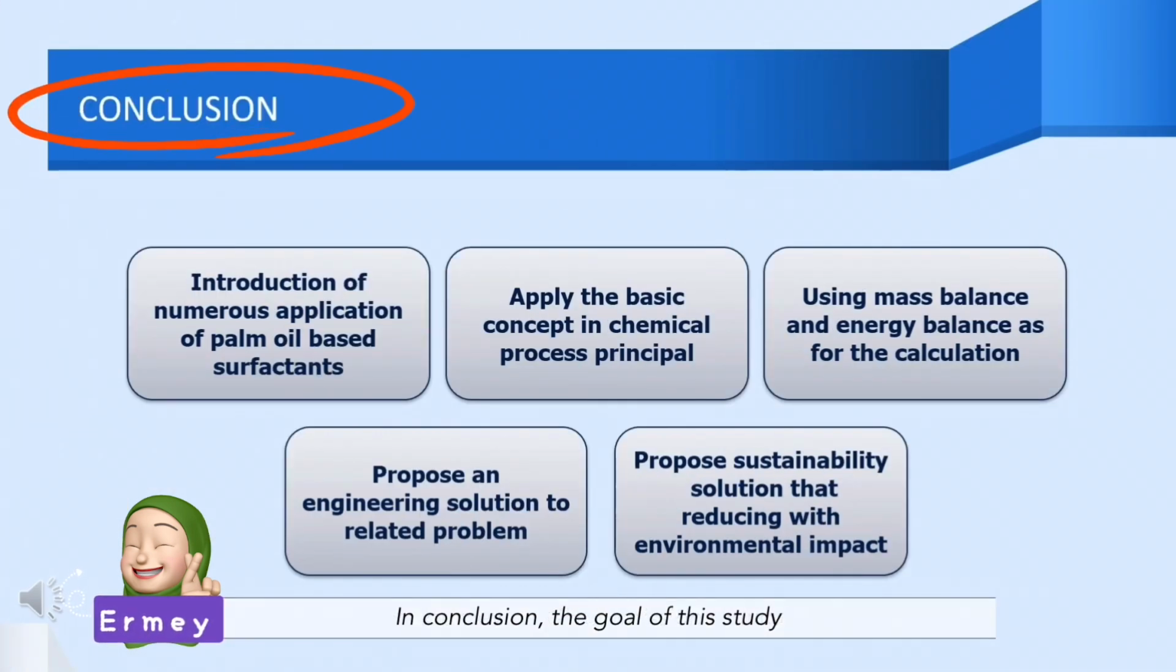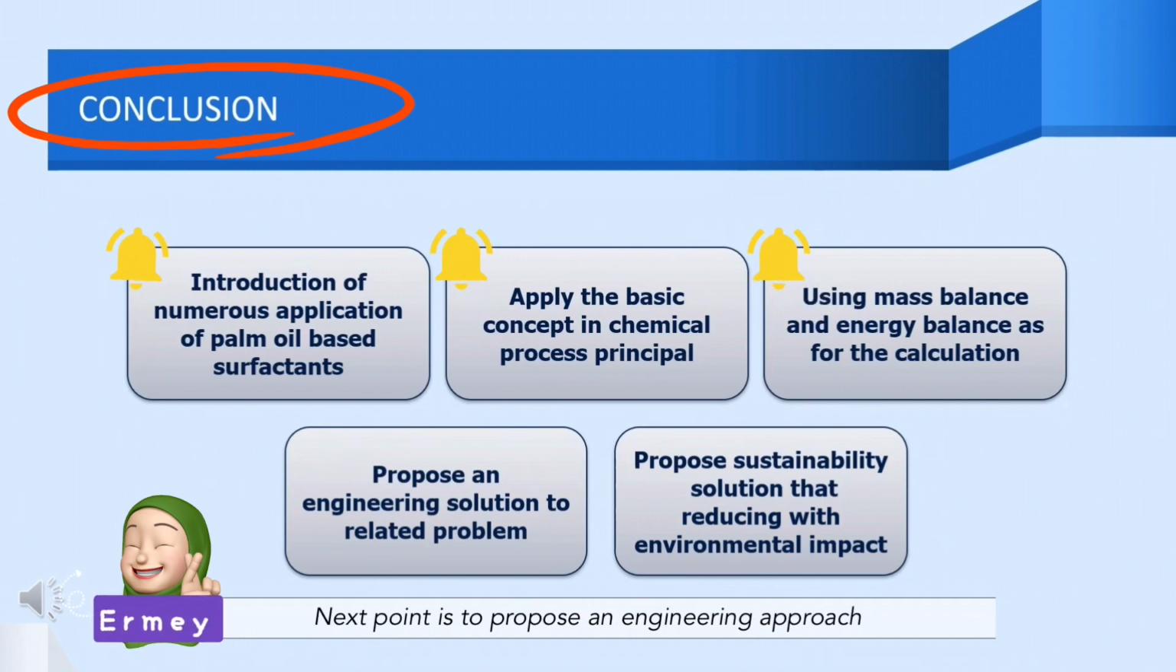In conclusion, the goal of this study on palm oil-based detergent production has been accomplished. There are numerous applications of palm oil-based surfactants such as chemical flooding, stimulation, and so on. In any case, this research shows how to apply the basic principles in the fundamentals of the chemical process, such as mass transfer, heat transfer, and fluid mechanics, even on how to determine the detailed requirements using chemical engineering calculations, such as mass balance and energy balance.